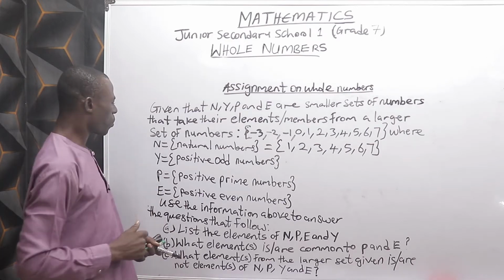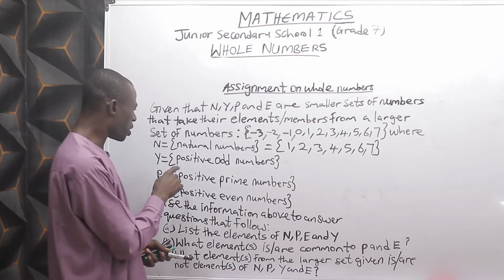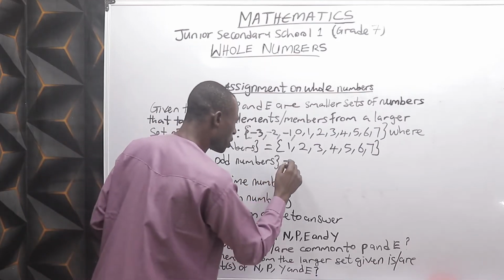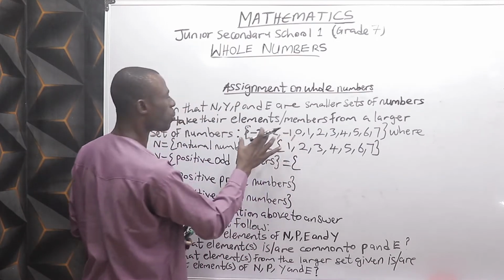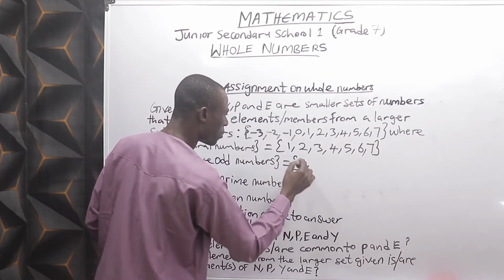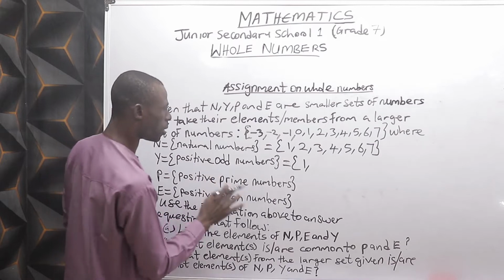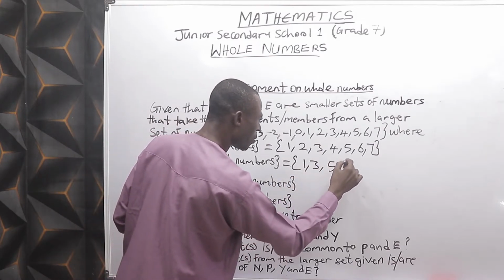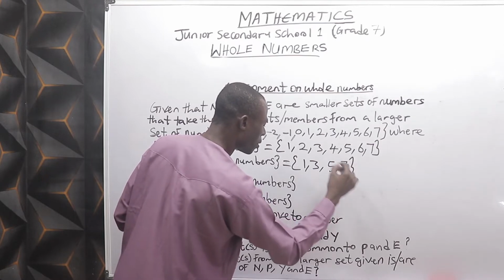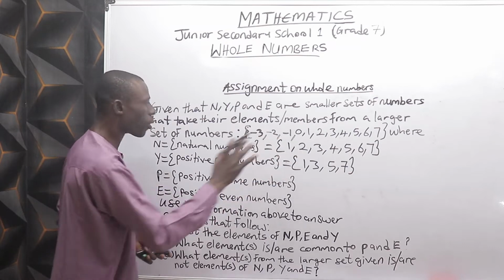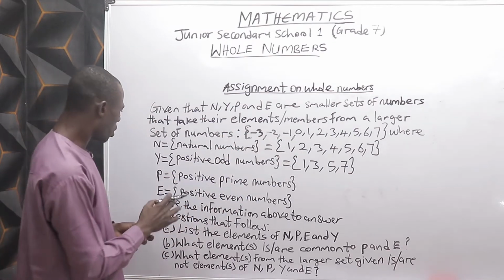Now, Y, which is positive odd numbers. What are the positive odd numbers obtainable from the larger set here? They are 1, 3, 5, 7. And those are the positive odd numbers obtainable from the larger set above.